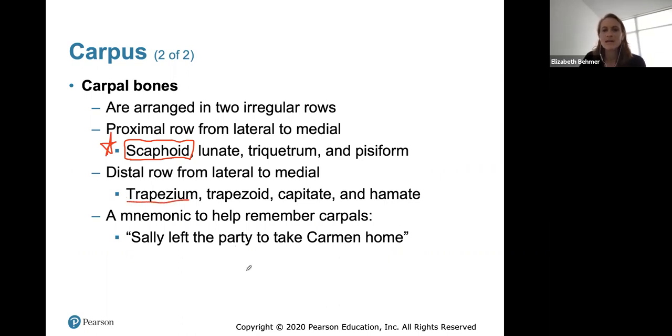A mnemonic to help remember these carpals that start with each letter: Sally, scaphoid; left, lunate; the, triquetrum; party, pisiform. The next row, to, trapezium; take, trapezoid; carmen, capitate; home, hamate. So that's a little mnemonic device to help you remember the names of those carpal bones.